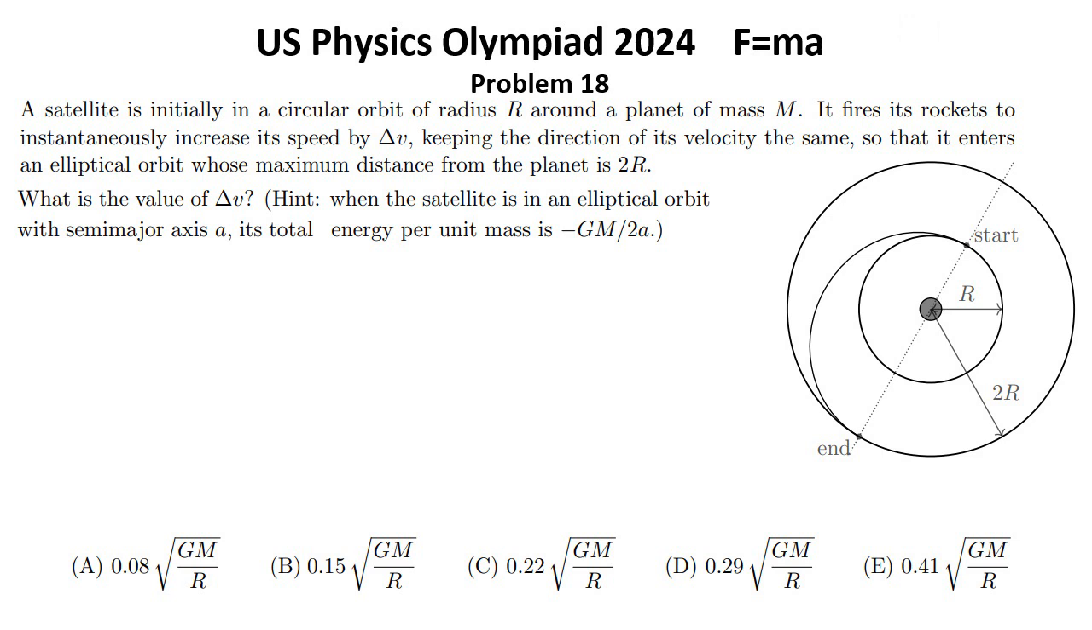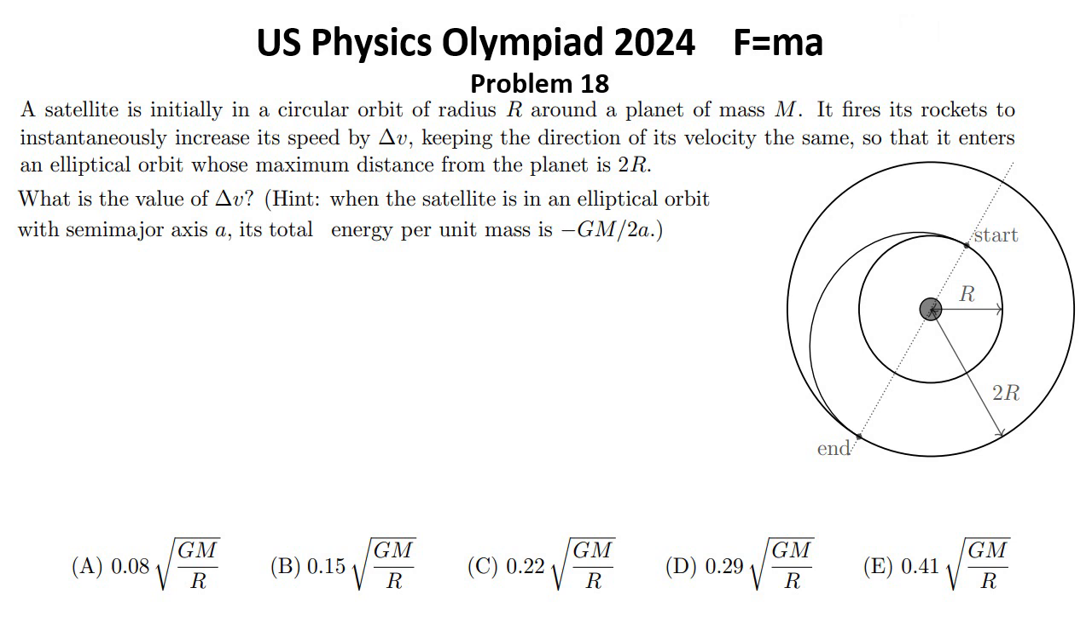Problem number 18. A satellite is initially in a circular orbit of radius r around a planet of mass m. It fires its rockets to instantaneously increase its speed by delta v, keeping the direction of its velocity the same, so that it enters an elliptical orbit whose maximum distance from the planet is 2r. What is the value of delta v? Hint: when the satellite is in an elliptical orbit with semi-major axis a, its total energy per unit mass is negative GM over 2a.